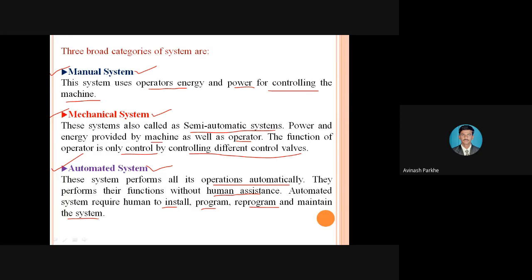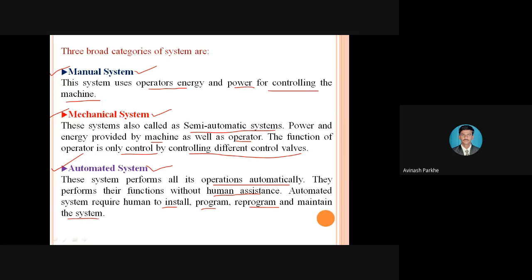By using the operator, that particular skilled person, first of all we have to generate the program and install that program in that particular machine. For that installation, again the operator is required. If I have to go for reprogramming, again the operator is required. And for the maintenance of the machine, only operators are required. The machine does not do its own maintenance.